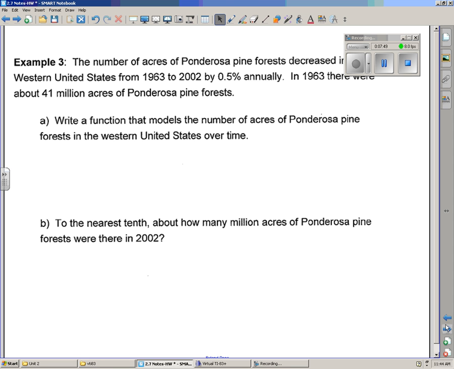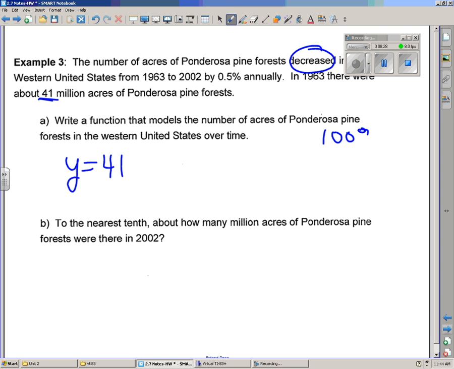Next one, the number of acres of ponderosa pine forest decreased in the western United States from 1963 to 2002 by 0.5% a year. In 1963, there were about 41 million acres of the pine forests. Write a function that models the number of acres of ponderosa pine forests in the western United States over time. So over time, we know that we started out with 41 million. Feel free just to write the number 41. You can also put the zeros after it. We should get the same answer either way. So it's 41 million. I know that I am decreasing, and it's decreasing by 0.5%.